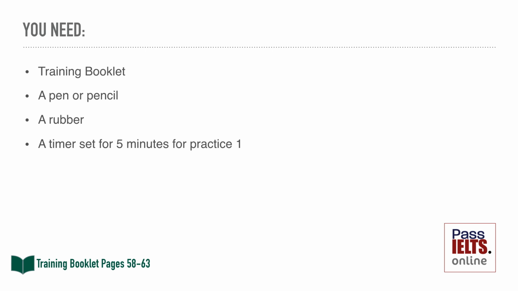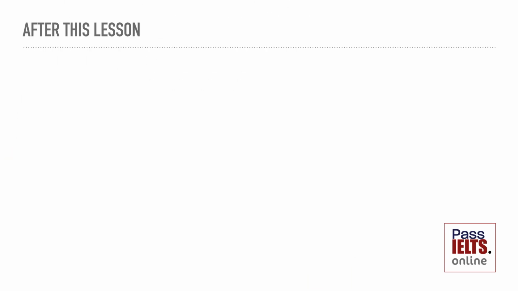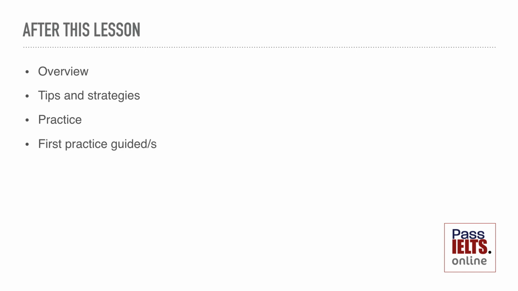You can follow the lesson in your training booklet, where you will find all the reading practice exercises, space to enter your answers, which you can find in the back of your booklet. After this lesson, you will have a clear overview of what to expect in the reading question type matching information. You will have learnt tips and strategies on how best to approach the section and have a chance to practice the question type. There are 2 practice tasks in this lesson. The first is guided and the second you do alone.